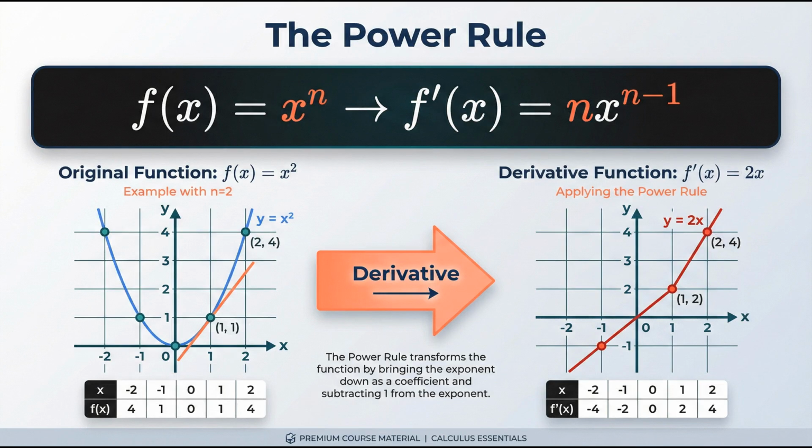Calculating derivatives doesn't always require long limits. We use shortcuts like the power rule. If your function is x to the power of n, the derivative is n times x to the power of n minus 1. For example, x squared becomes 2x. The exponent comes down to the front, and the power drops by 1.